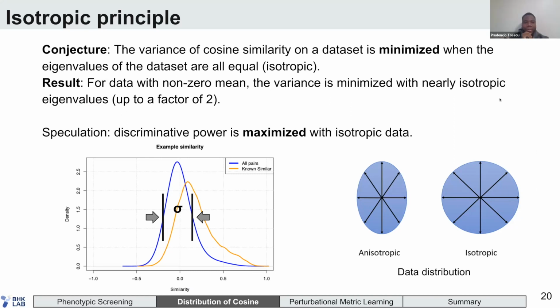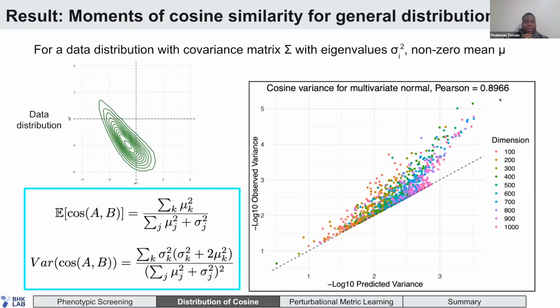Yes, following up on Jason's point, what happens when you have a multimodal distribution? You have different modes in the distribution. That's a good question. I think that, again, the mean and variance of cosine should still be given by these expressions. I don't think it assumes unimodality, but obviously the shape of the cosine similarity distribution could be multimodal in turn.